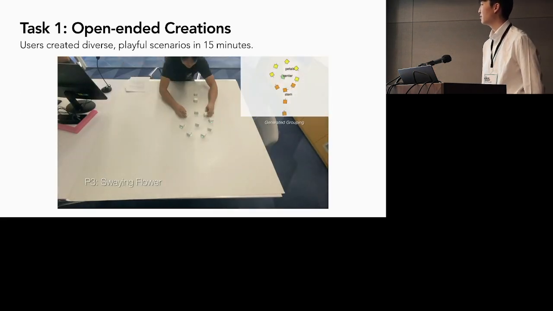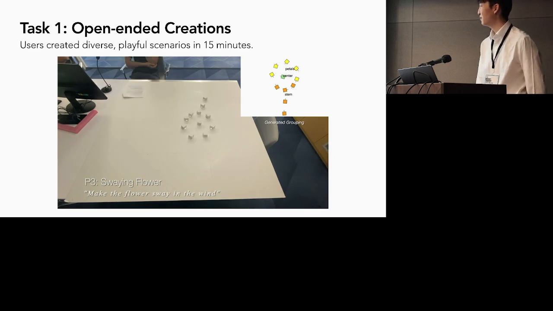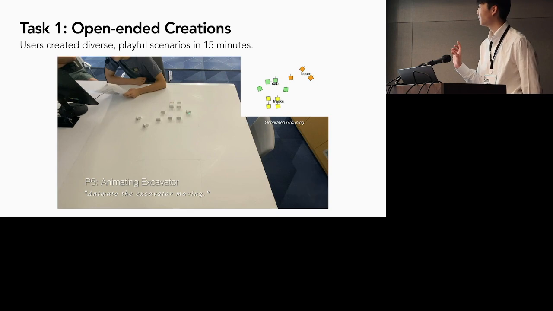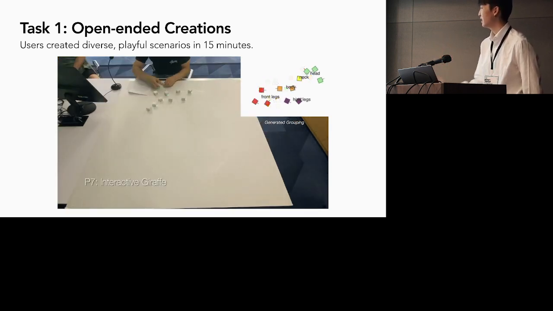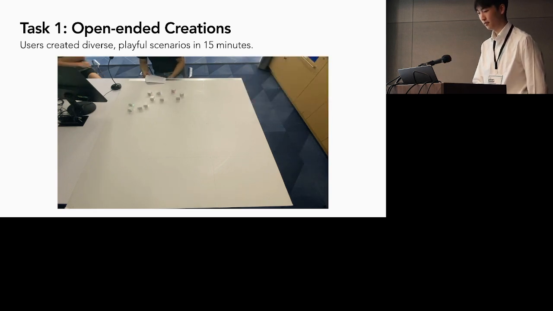So in the first task, users created diverse and expressive animations and interactions. In this example, I want to highlight that because the system understands that the boom is different from the rest of the excavator, it moves it differently. And also in this example, when I press on the button, we're able to create a walking animation where, again, the legs are identified differently from the rest of the body.